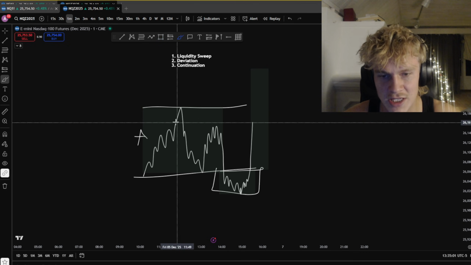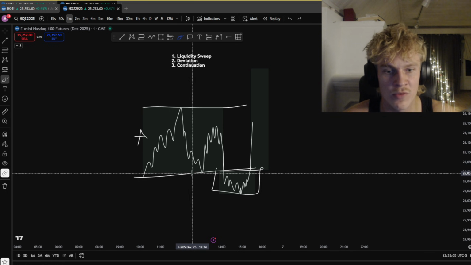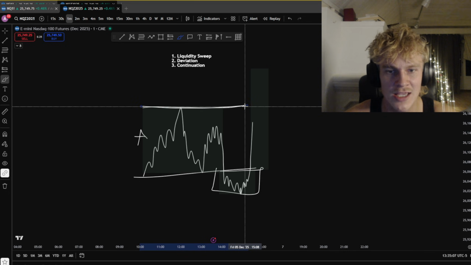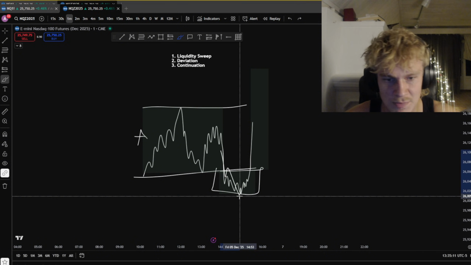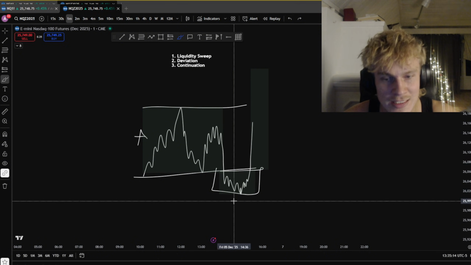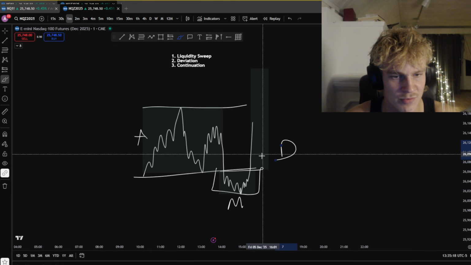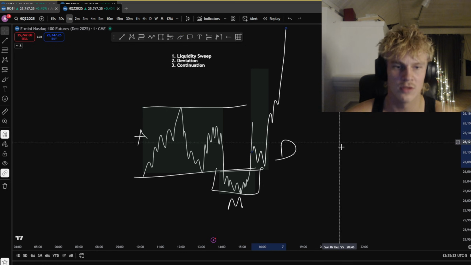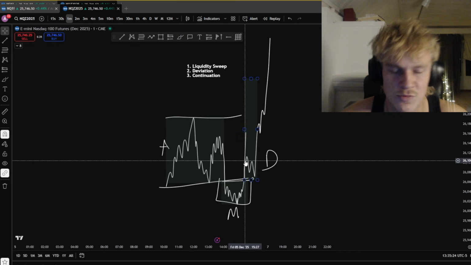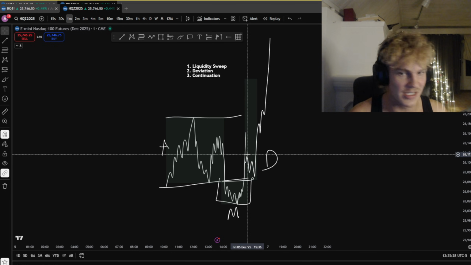Accumulation, where we just accumulate orders. Manipulation, where we manipulate the lowest or the highest point. Go down, accumulate below, or just sweep below, and then we distribute. So accumulation, manipulation, and distribution, which would essentially just be something like this. This is essentially what any initial balance deviation setup would look like too. It's just an AMD setup.